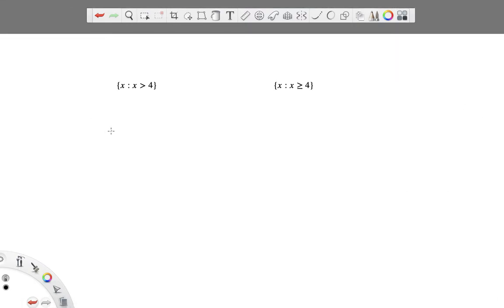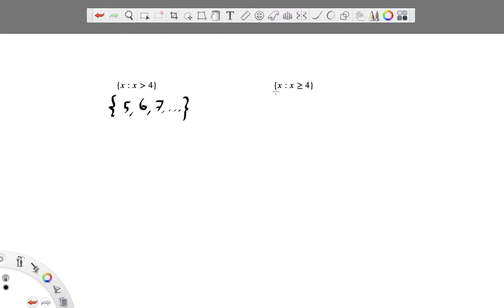So I want to talk about something that I touched on in the last part of the video, and that's about these sets. They're very nearly the same set. One is x is greater than 4 and one is x is greater than or equal to 4. When we write these sets out, x is greater than 4 will be the set of 5, 6, 7, and so on, dot, dot, dot.